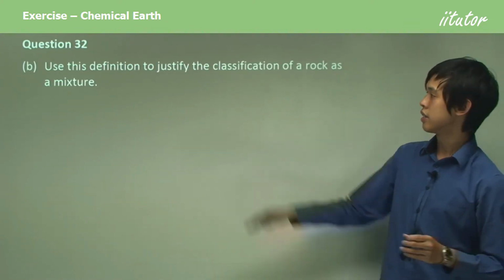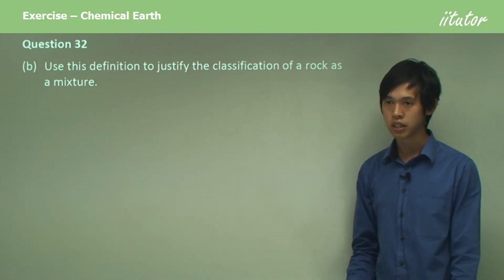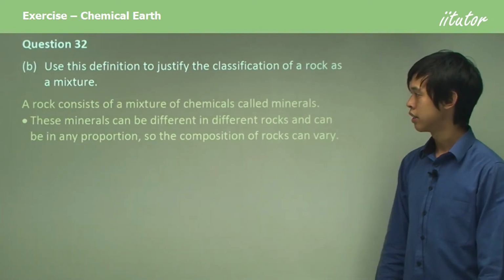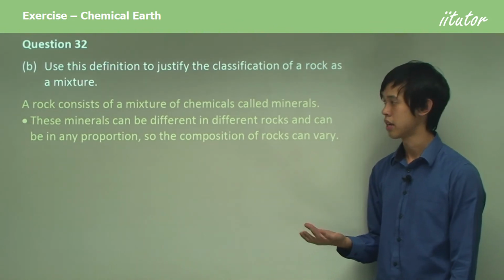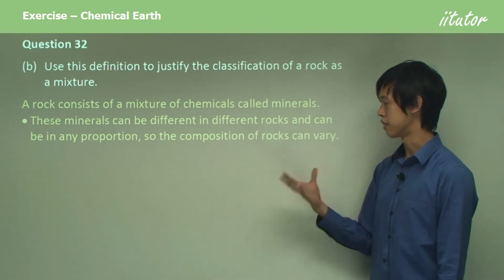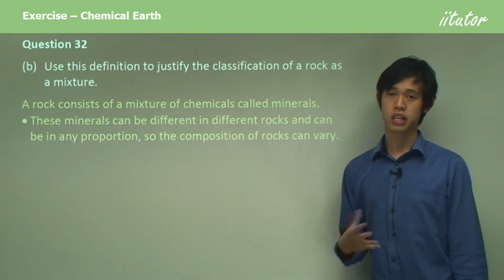Part B. Use this definition to justify the classification of rock as a mixture, so just any rock. Well, a rock consists of a mixture of chemicals called minerals. These minerals can be different in different rocks and can be in any proportion. So the composition of rocks can vary.